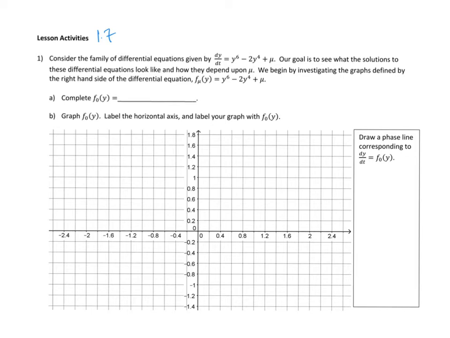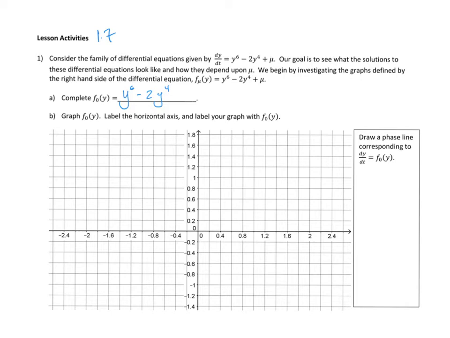Consider the family of differential equations given by dy/dt equals y^6 minus 2y^4 plus mu. Our goal is to see what the solutions to these differential equations look like and how they depend on mu. We begin by investigating the graphs defined by the right-hand side of the differential equation, which we're going to call f sub mu of y. So y is the variable, but we have a different function f for every value of the parameter mu. So f sub 0 of y would be y^6 minus 2y^4 plus 0.